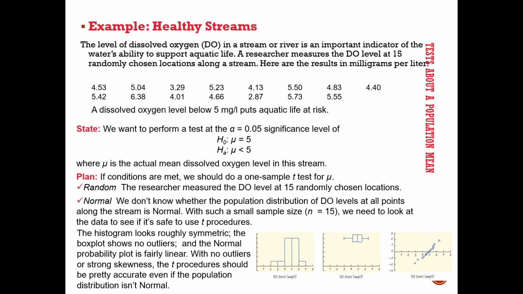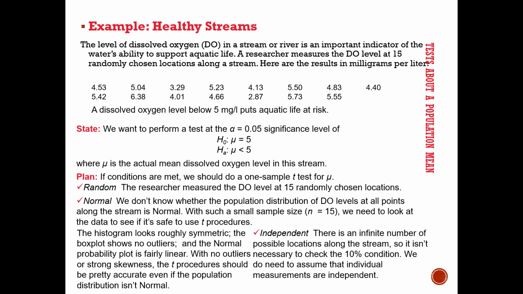There's one more condition we need to check, and that's independence. We can see that there's an infinite number of possible locations along the stream, so it isn't really necessary to go through the math and check the 10% condition, although I also think writing out there will be more than 150 possible positions on this stream is going to be just fine. We do kind of have to assume that each individual measurement is independent, but that seems reasonable. There's no reason to me to believe that one point on a stream would influence another point on a stream, besides the whole stream kind of influencing both of them.